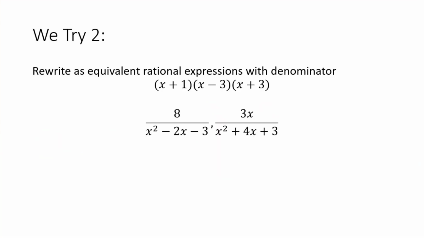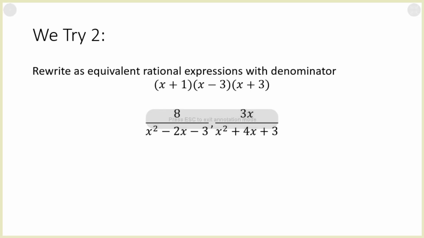So let's try this one now. We're going to do the same exact thing, except now we're going to also write them as equivalent rational expressions with a certain denominator. So I've already found the least common denominator here. Now we need to get to that.